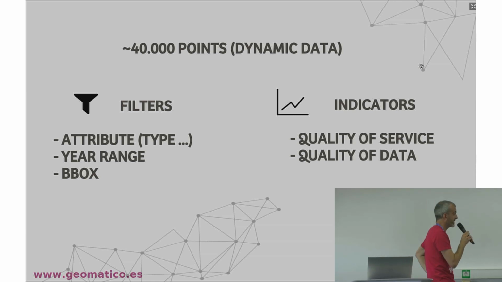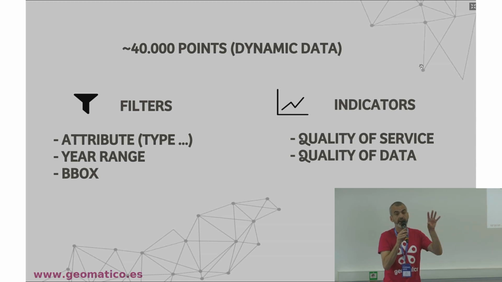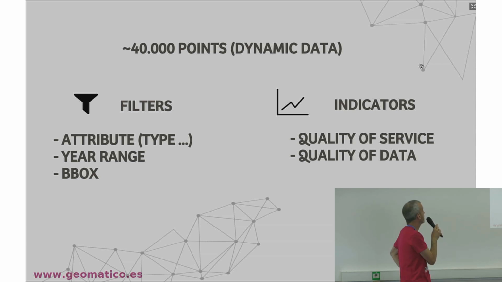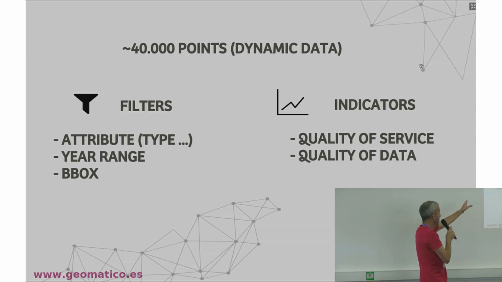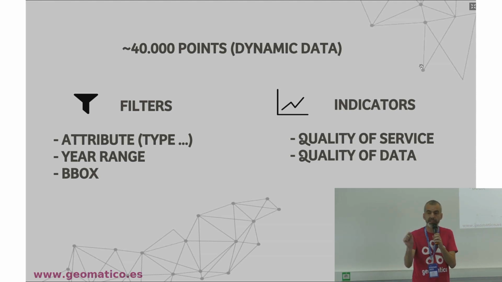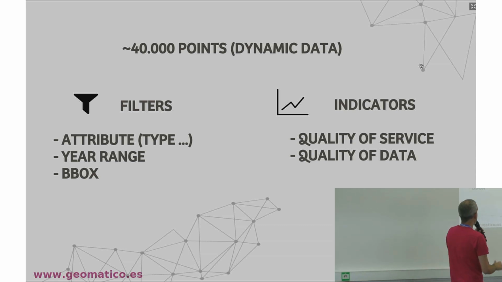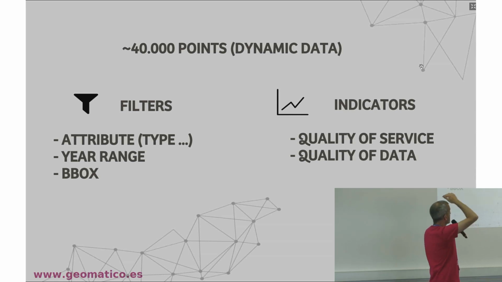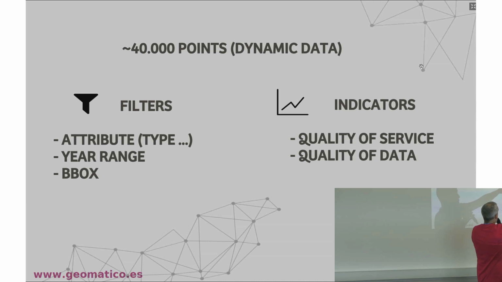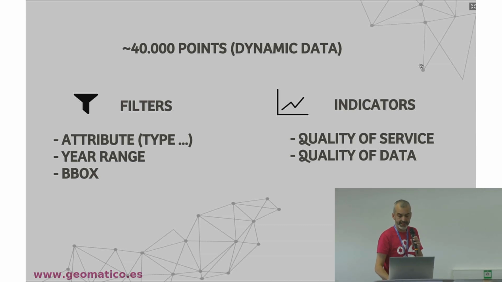So what's the challenge here, technically? We have 40,000 points, but the data is dynamic, so we cannot make a static file. What we need to do is filter by bounding box and filter by year range, the typical slider that you move, and the map changes immediately. And what do they want to see? They want to see the quality of service of these urban files, how fast they are solved, and the quality of data.